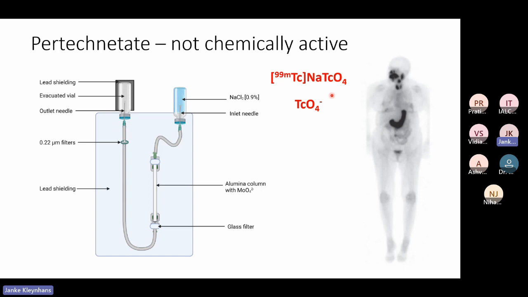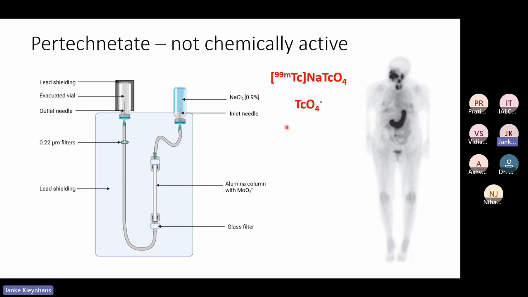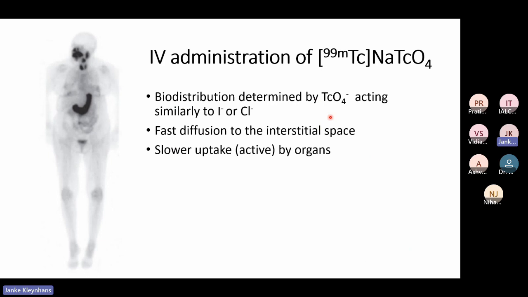So first you have to understand the biodistribution of the element itself in the body. If you inject or inhale it, it is in the body as pertechnetate, so it always has this association with the oxygen. Its biodistribution is similar to iodine and chlorine ions, because it has the same radius as well as the same minus charge. So it is quickly diffused to the interstitial space and has some slower uptake by different organs, mostly the stomach or the gastrointestinal tract. It can be secreted by mucous cells, similar to iodine minus, and it can also be an analog to hydrochloride secretion.